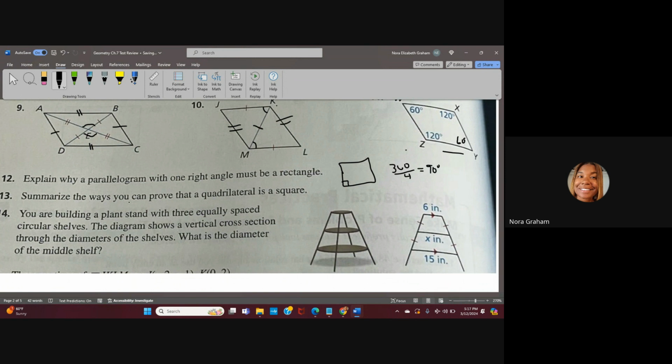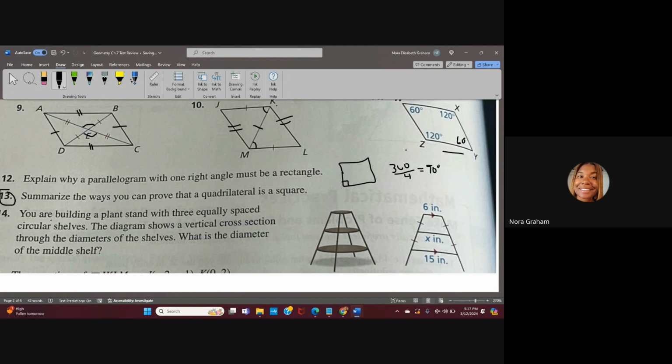This one summarizes the ways you can prove that a quadrilateral is a square. One way you can prove it is a square is proving that all your sides are congruent or equal, kind of like what we did in number, I believe it was 8. And then we can also show it's a square by showing that the midsections are congruent, because if the midsections are congruent, that means they're going to form a 90-degree angle. This is kind of summarizing what we were doing previously with number 8.